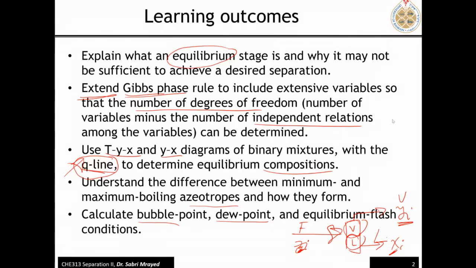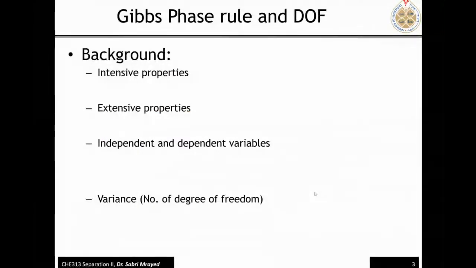So these are the topics, the things that you will probably learn from the contents of this chapter. But before we write the equation, the Gibbs phase rule and the degrees of freedom, and the relationship between these two, we want to identify some basic definitions that we will use. So we have intensive properties, extensive properties, independent and dependent variables, and variance or number of degrees of freedom.